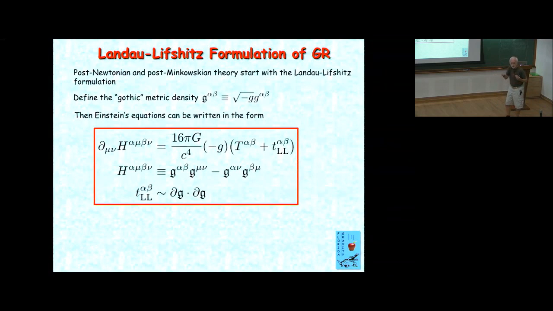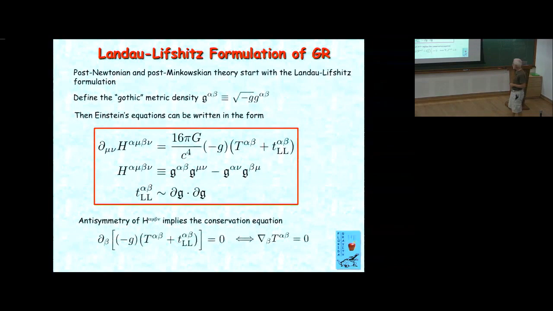I know people sometimes are troubled by the fact that it's not generally covariant, but exactly so. We don't want it to be generally covariant because this thing is going to be so useful that we're going to give up general covariance. And we're just going to always work in some coordinate system to solve these equations. Other questions?